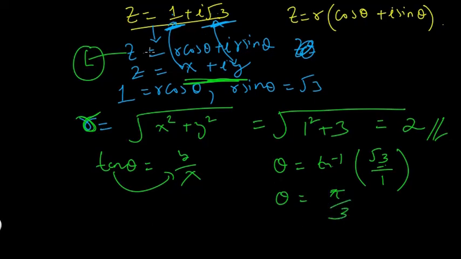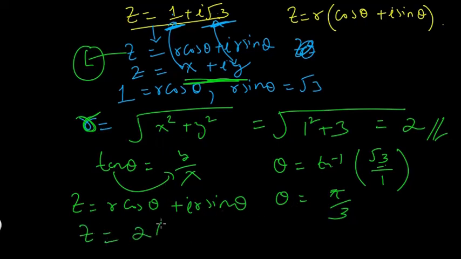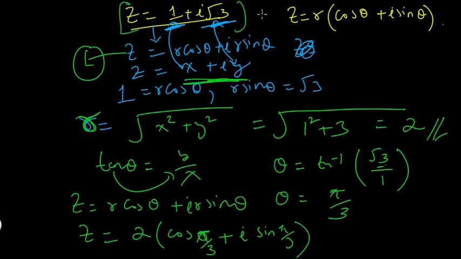Simple. Now we put it in the polar form of the equation, which is r cos theta plus iota r sin theta, right? So z is equal to what? r is 2, so I take 2 common: cos theta plus iota sin theta. Theta is pi by 3, so I put here cos pi by 3 plus iota sin pi by 3. So if we have to find the polar form of a rectangular complex number, this is the method we have to follow.